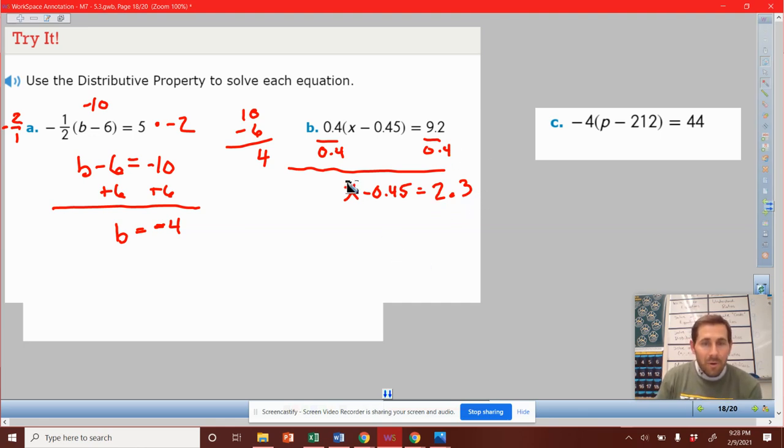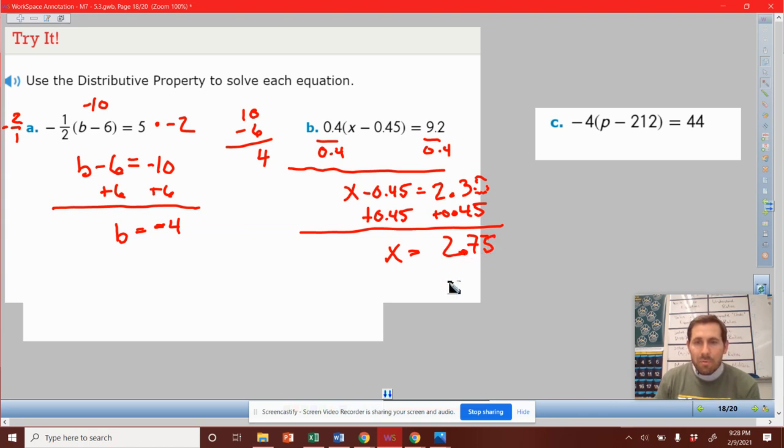Okay, now I want x by itself, so I'm going to add 0.45 and add 0.45. Remember, when you're adding decimals, you better line them up before you start to add them. If you need to add in some place values, like you got to add a 0 there, do that. I'm going to get x equals 2.75. Plug it back in and make sure it works.